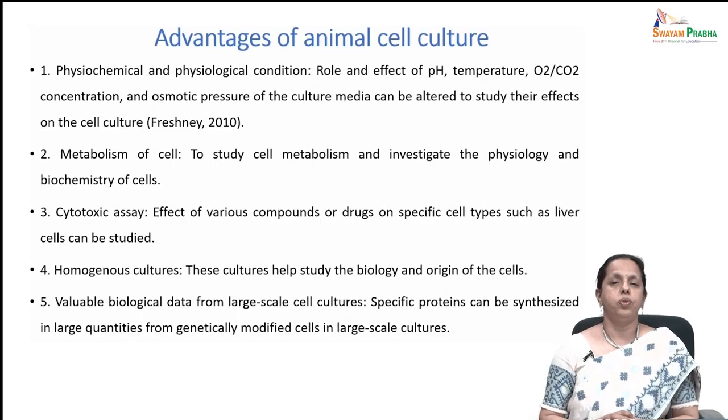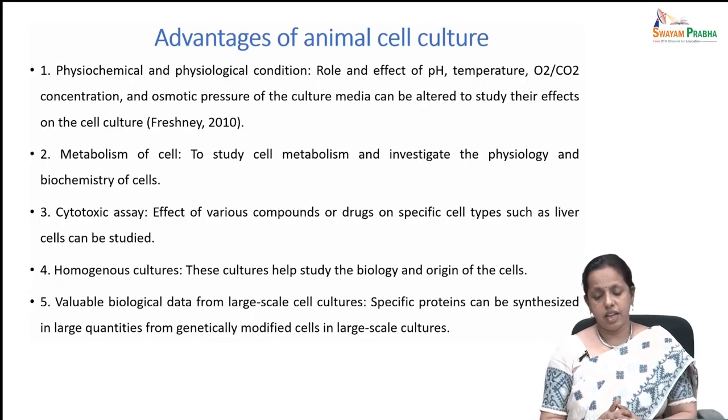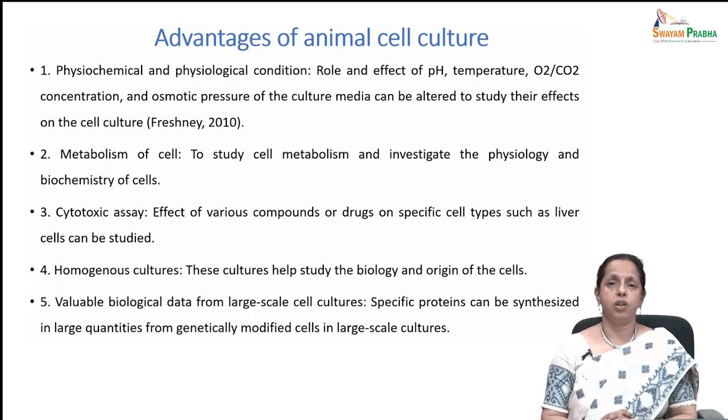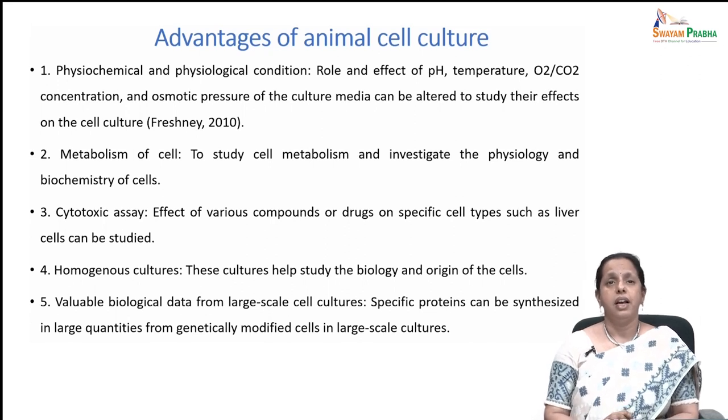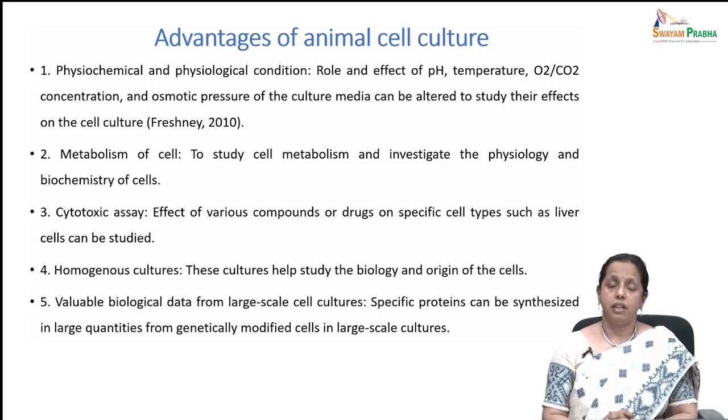What are the advantages of using animal cell culture? The effects of pH, temperature, O2 and CO2 concentrations can be altered to study their effects on the cell culture. They can be well employed to study cell metabolism and investigate the physiology and biochemistry of cells. As I mentioned, cytotoxic assays can be very well studied, including the effect of various drugs on the growth patterns of different cell lines.